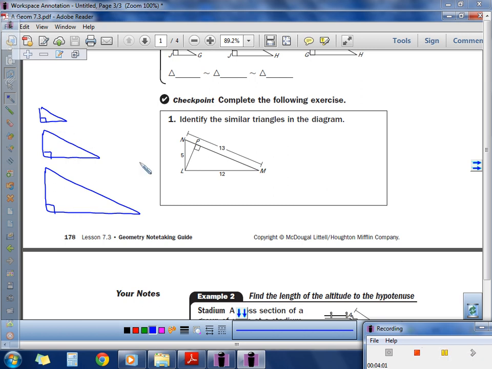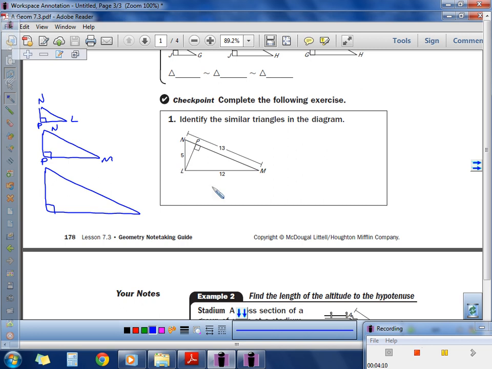So start with the small one first. So here's our small one. Maybe start with the right angle. What's the right angle on this small triangle? P. The smallest angle over here is L, and then I have N. On the medium one, that's over here. On the medium one, what's the right angle? P is on the right angle of the medium one. What's the smallest angle over here? M, and then I have L.